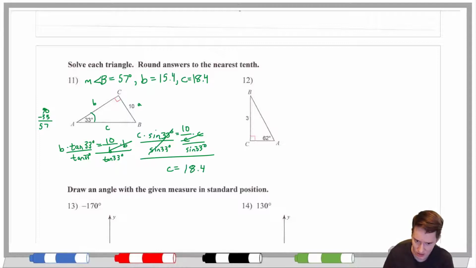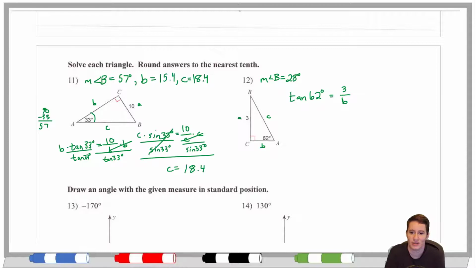Okay, so I'm going to label these sides. This would be B, this would be C, this would be A. So angle B up here is what we get when we do 90 minus 62, so we need 28 for that. And then we're going to use our trig functions here. If I want to find b, that would be tangent of 62 degrees equals opposite over adjacent, so 3 over b.